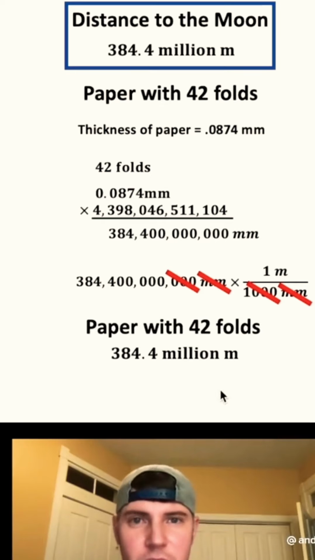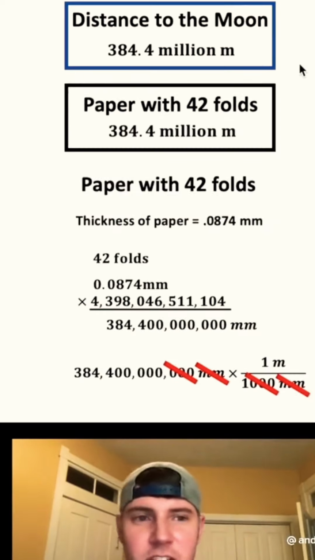Let's give it a label. This represents a paper with 42 folds, and let's put a box around it. Let's bring this box up here, and let's compare these. The distance to the moon is 384.4 million meters, and a piece of paper with 42 folds is 384.4 million meters. The math checks out.